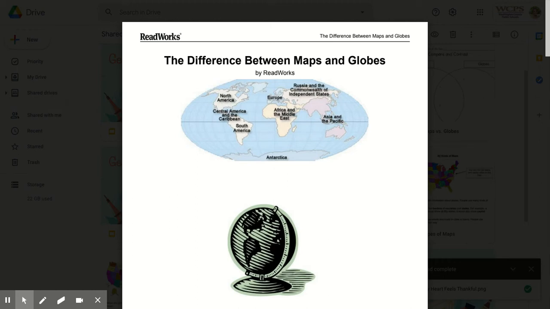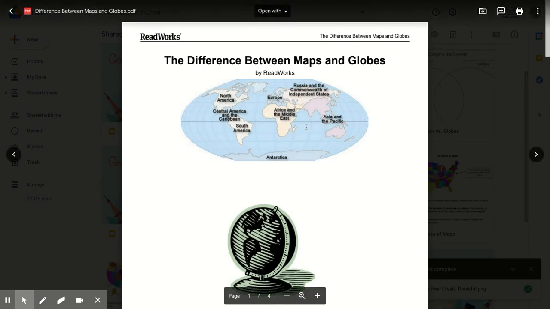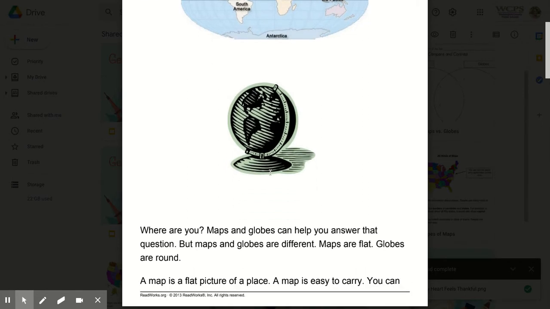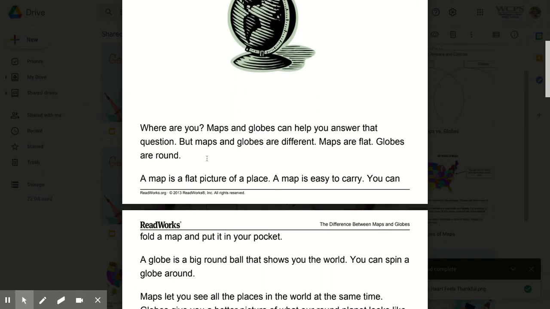Hello, ladies and gentlemen. Today you're going to be learning about the difference between maps and globes. So here we have a map, and here is a picture of a globe. And follow along while I read.